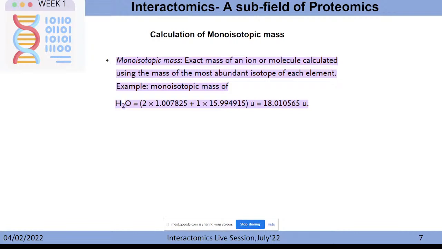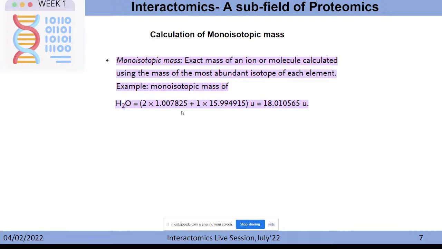Going to that depth is beyond the scope of this course. If you want to learn more about this, you can take other courses, which are proteomics or proteogenomics courses. You will get the idea of exactly how it is done. Here, for the monoisotopic mass, it is the exact mass of your ion or molecule, based on the mass of the most abundant isotope of each element.